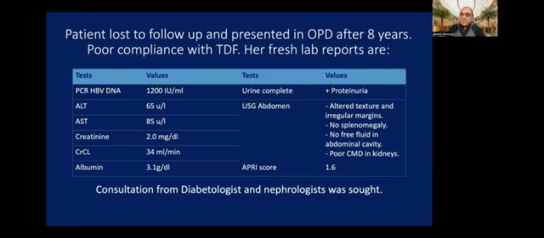8 years have passed while she was on TDF. Though her compliance with TDF was not that good, her PCR viral load was still low. There was a mild rise in the ALT, but the APRI score, which was initially 0.3, is now 1.6, and she has developed kidney disease because she is diabetic, and poorly controlled diabetic as well. So the opinion from the diabetologist and nephrologist was sought.